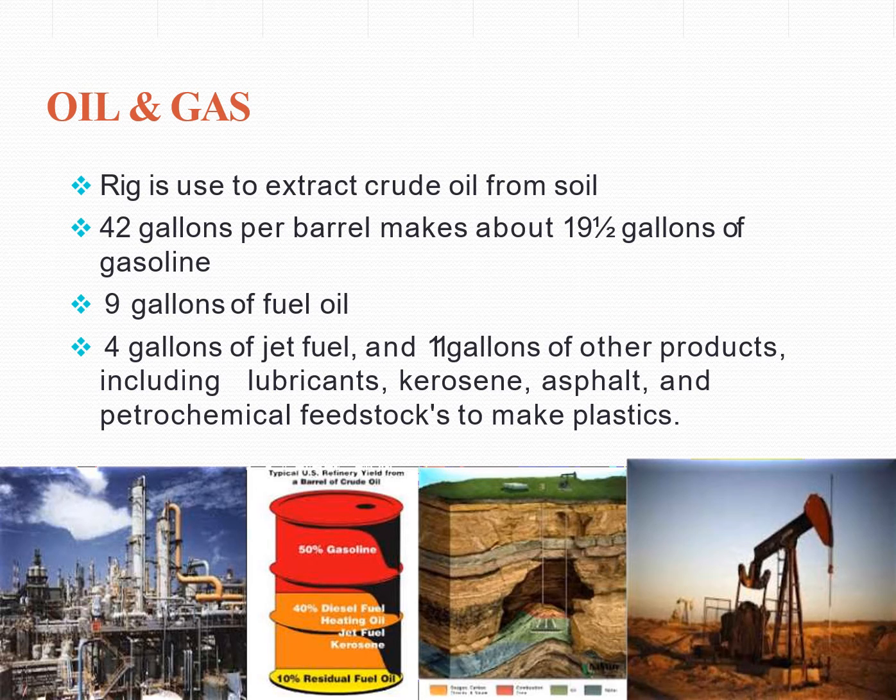And also a major part is oil and gas. So here a rig is used to extract crude oil from the soil. So there is a rig you can see here in the diagram, the last diagram. And a 42 gallon barrel makes about 19 and a half gallons of gasoline. So per barrel of 42 gallons, we will get 19 and a half gallons of gasoline and 9 gallons of fuel oil, 4 gallons of jet fuel and 11 gallons of other products including lubricant oil, kerosene, asphalt and petrochemical feedstocks to make plastics. So we will play a major role in oil and gas industries also.